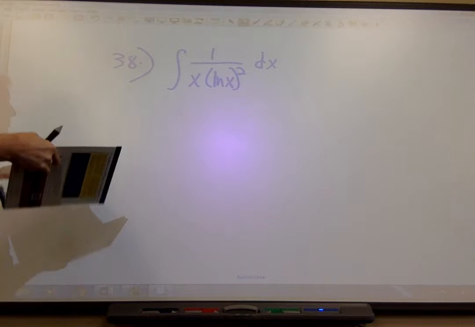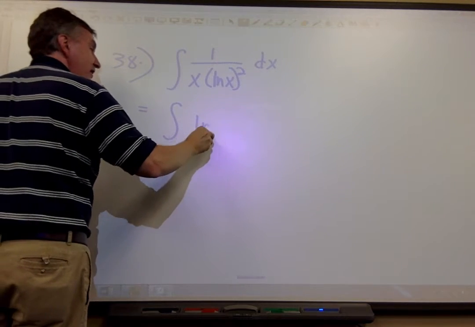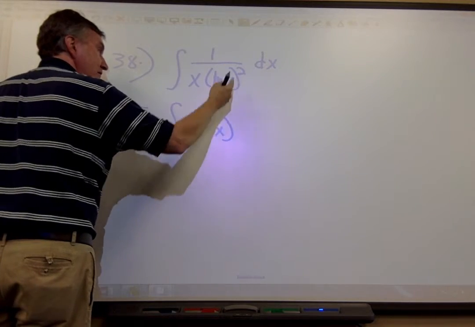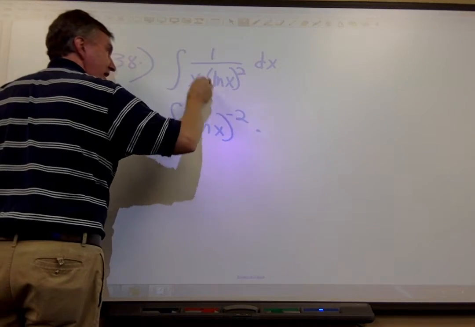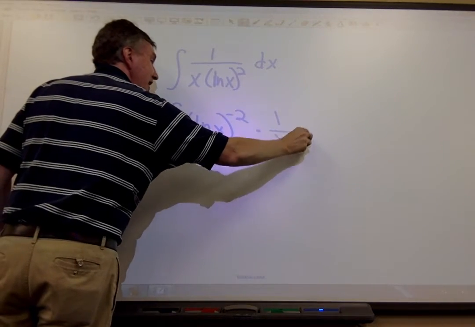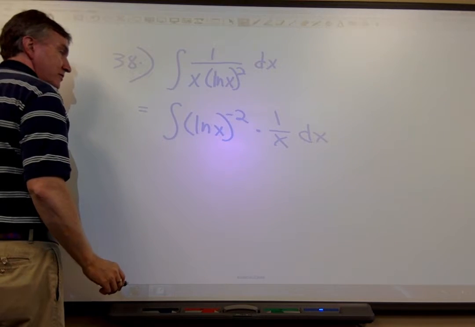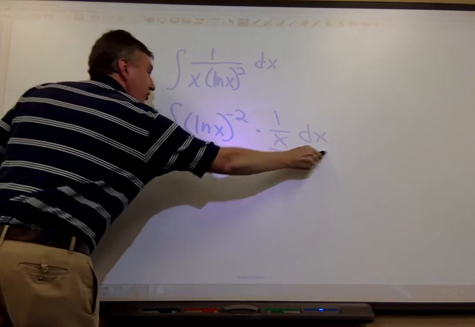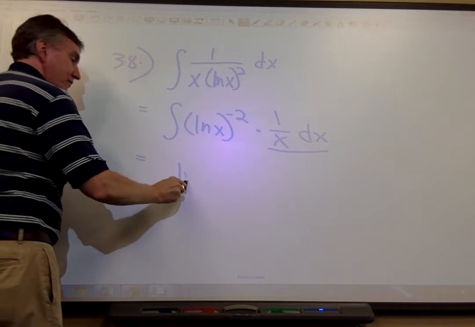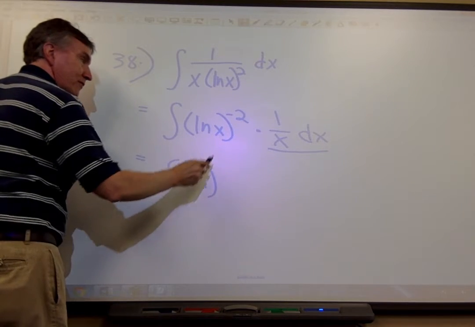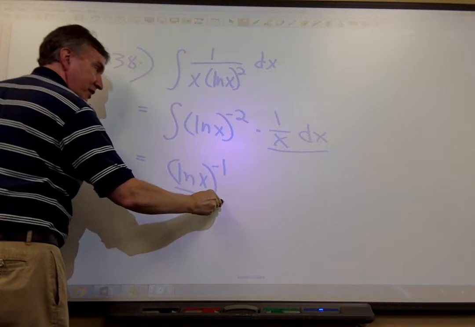So how should I rewrite it to make it look better so I can use my rule? ln x to the what? Negative 2. Sorry. Times 1 over x. Ah, I love it. What's the derivative of inner? It's all there. So what's my antiderivative? Is that right?